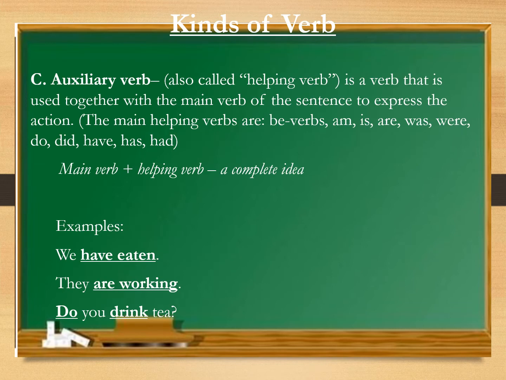Next, we have auxiliary verbs, also called helping verbs. It is a verb that is used together with the main verb of the sentence to express the action. The main helping verbs are be verbs, am, is, are, was, were, do, did, have, has, and had. So, we have the main verb plus helping verb equals a complete idea. We have eaten. Have is a helping verb, and eaten is the main verb. They are used together to express the action.